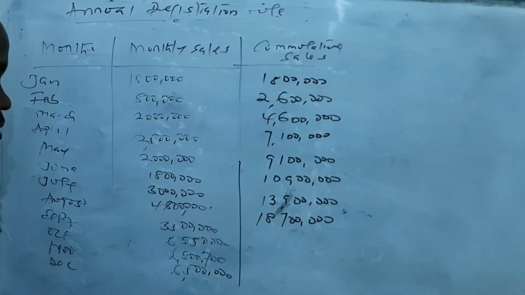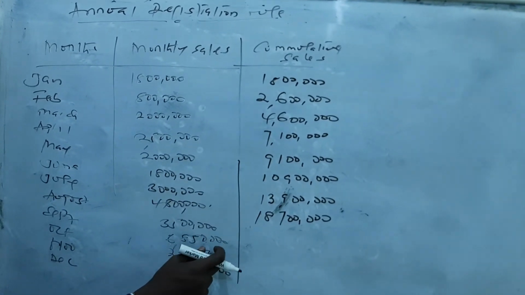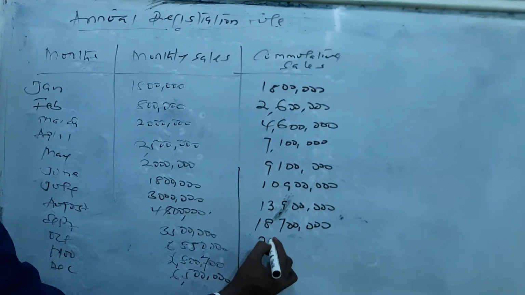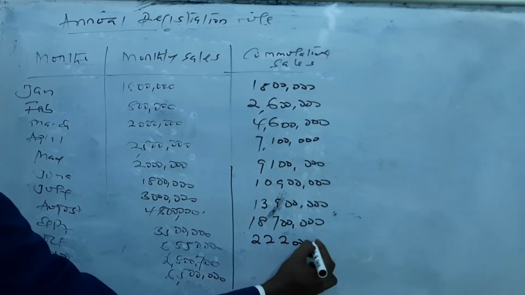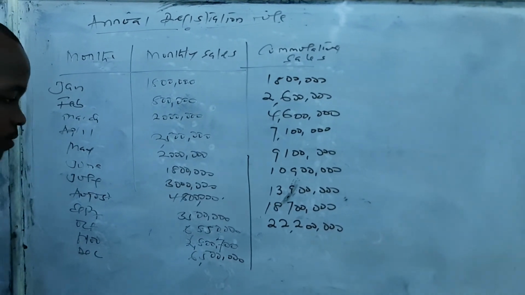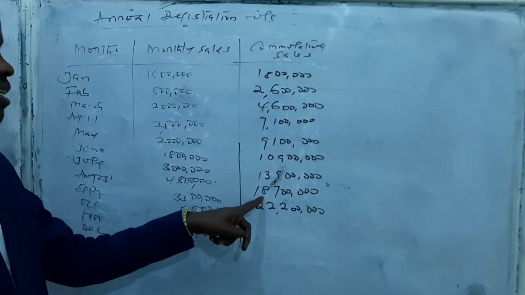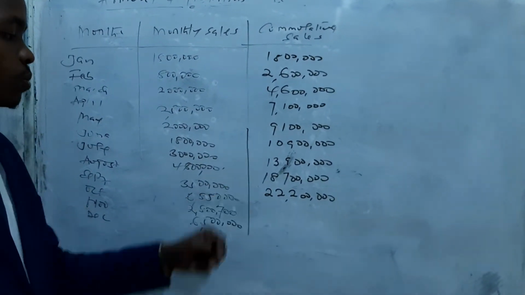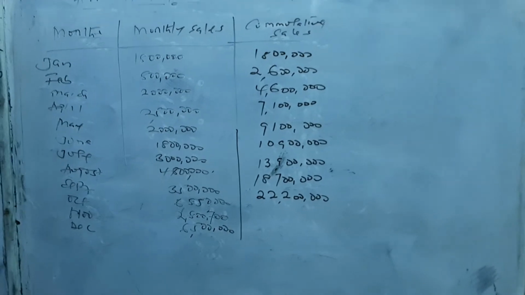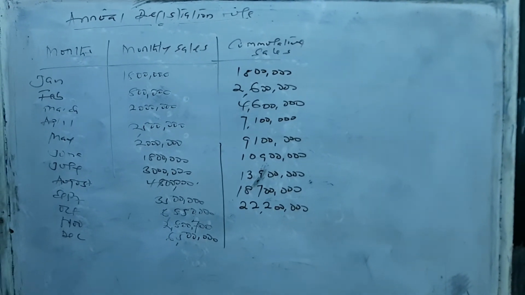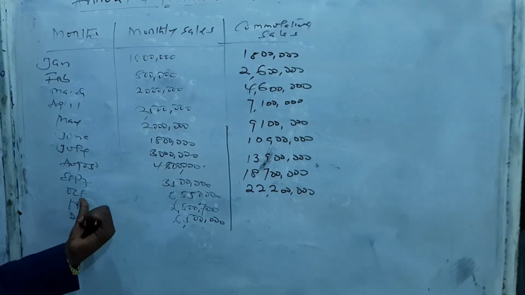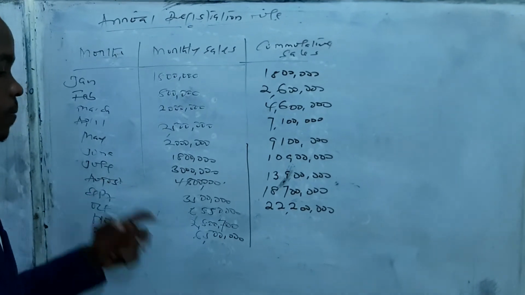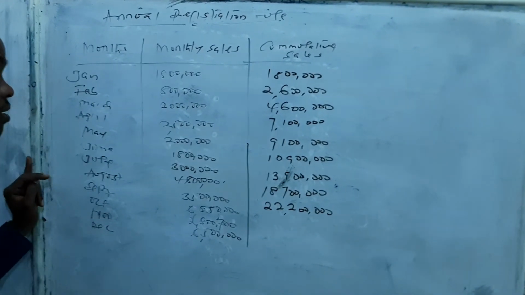So 18,700,000 plus 6 million gives you 22, that is in the month of September. That gives you 22,200,000 francs. So you have seen that in August we had made 18,700,000, so we are not yet at the 20 million turnover that the taxpayer has to base on to register as VAT. But when we reached September, he was able to make over 20 million as a turnover to be registered as a VAT taxpayer.